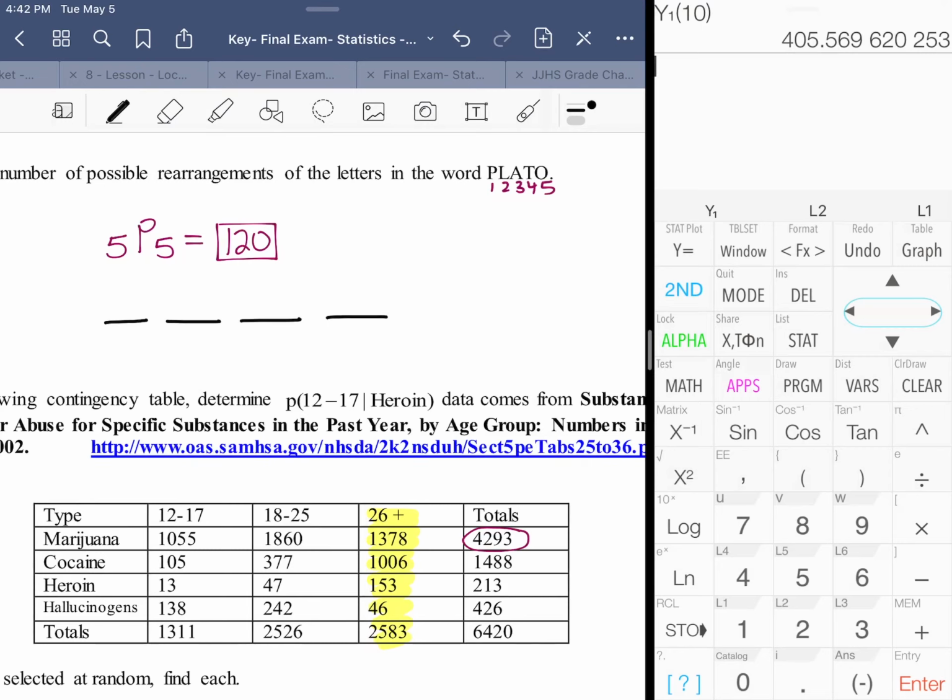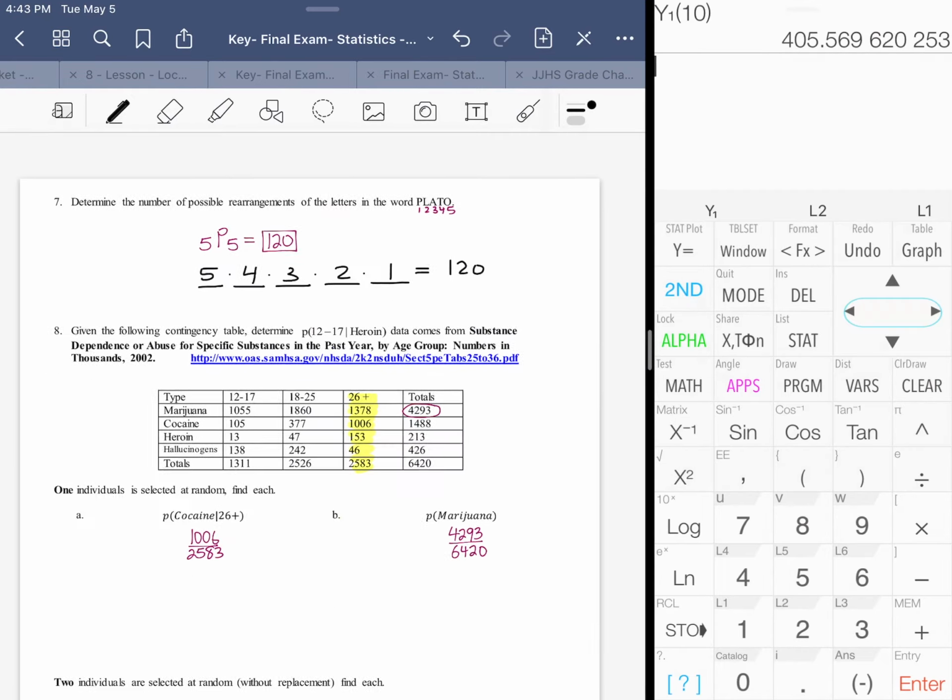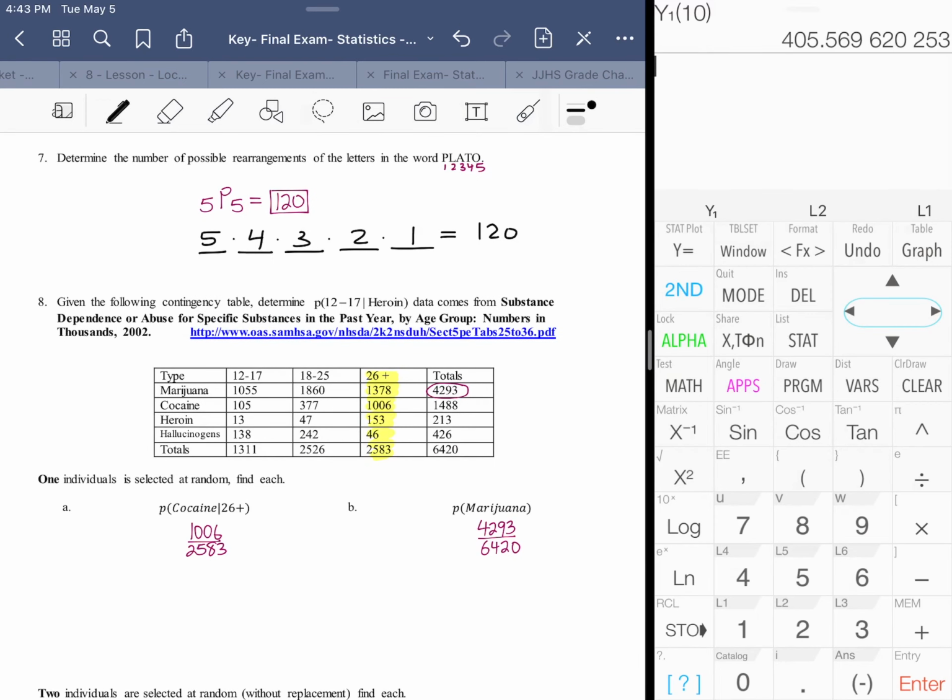Number of arrangements of the letters in the word Plato. I use the permutation notation here, but you don't really need that, because if I have 5 letters to work with, that means that any of the 5 letters could occupy the first position in my new rearrangement: P, L, A, T, or O. After I use one of the letters, there's only 4 letters available. Once I use the second letter, then only 3 are available, then only 2, then only 1. In which case, through direct multiplication, you get 120.